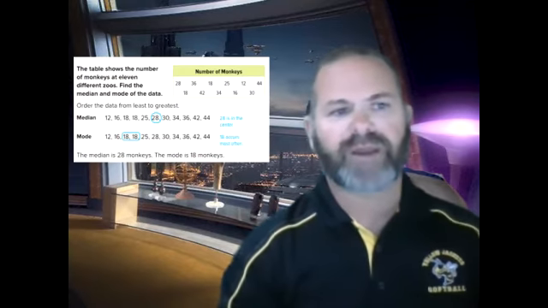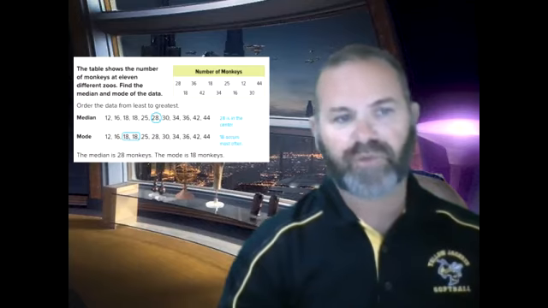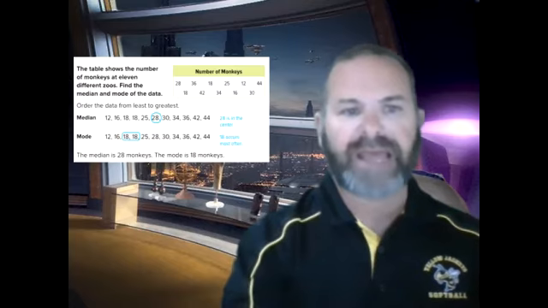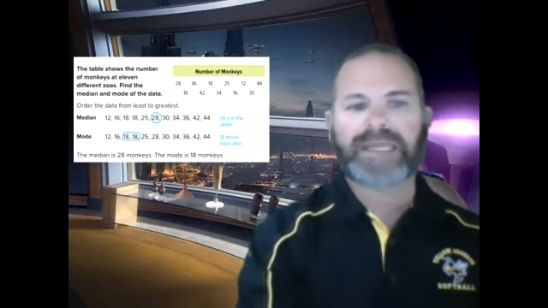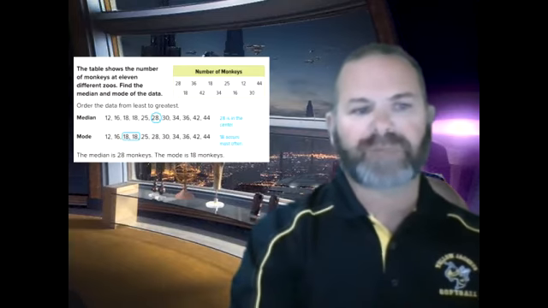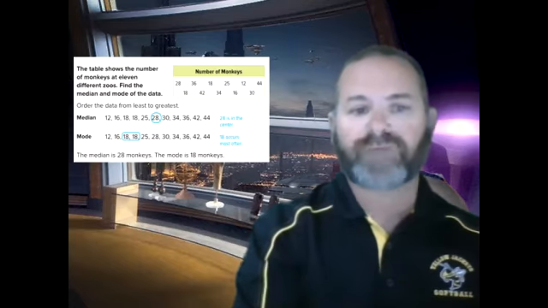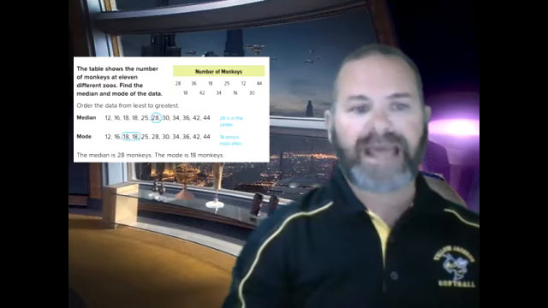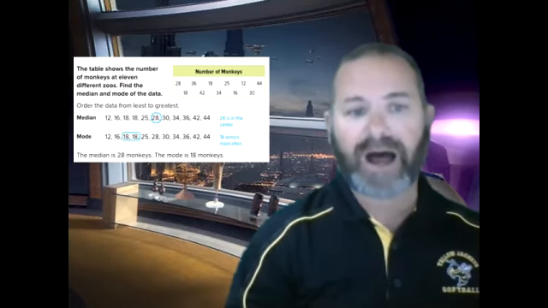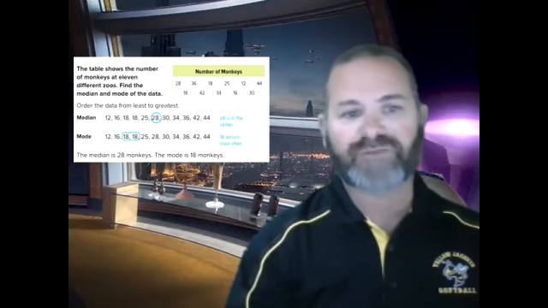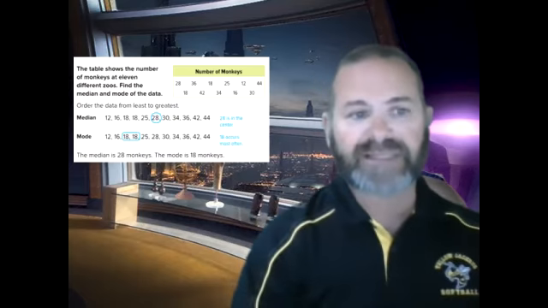In this table, we have the number of monkeys at 11 different zoos. We need to find the median and the mode of the data. So what we want to do is take all of the data values from the table and write them out in order from least to greatest. Notice that when we write them out in order from least to greatest, 12 is the first number and 44 is the last number. Now to find the median, we're just looking for the data value that's in the middle. Since there's an odd number of data values, we can count 5 data values from the left or 5 data values from the right, and we see that 28 is in the middle. So the median of the data is 28.